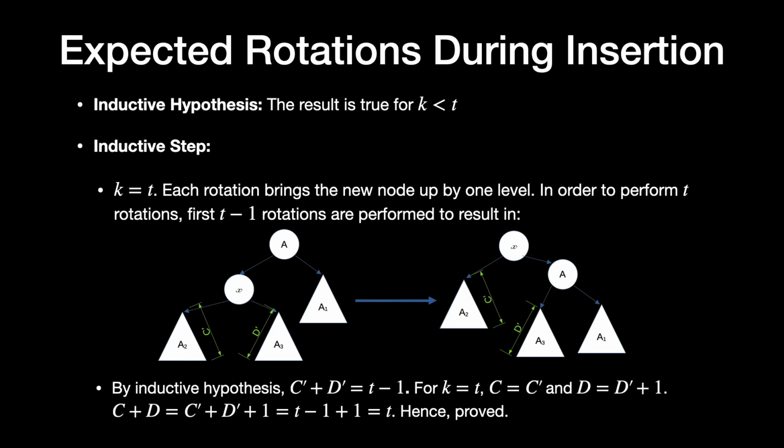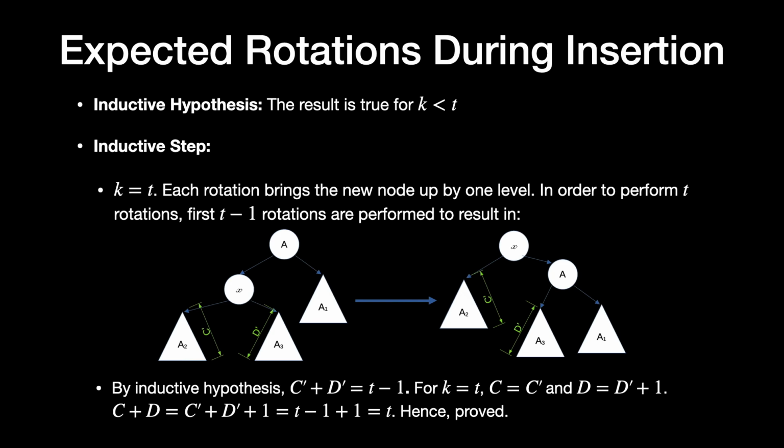Next is the inductive step. We need to prove the statement for k equals t. So in order to perform t rotations to get it into its current position, first t minus 1 rotations are performed to bring it into a position that is just below its required position, and then one more rotation is performed.